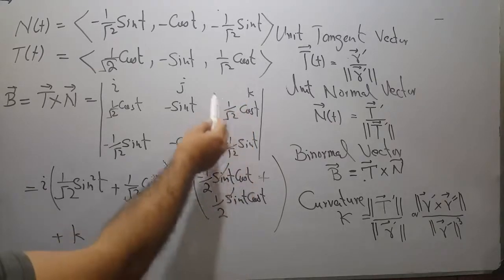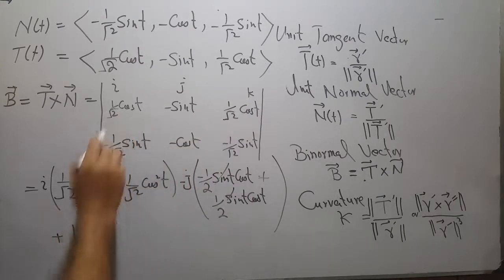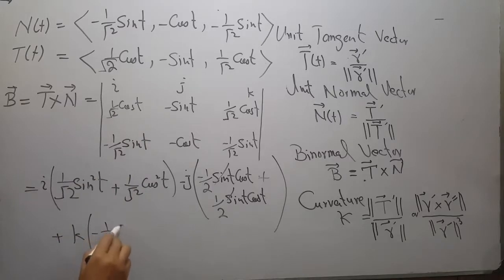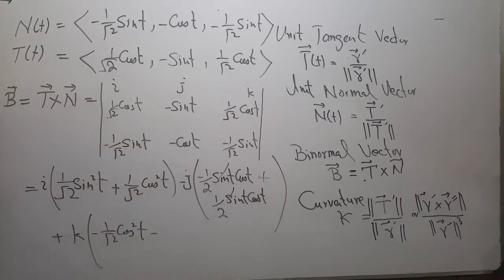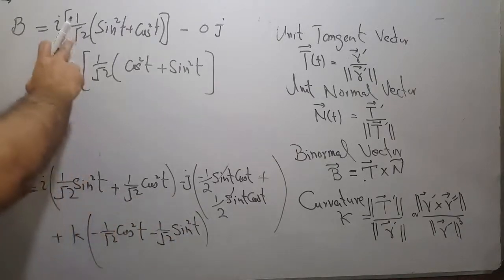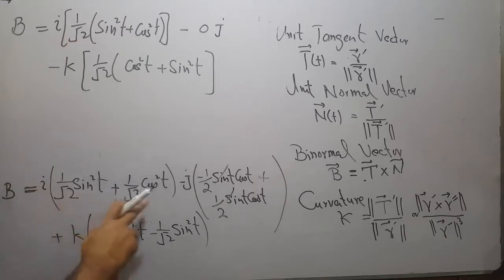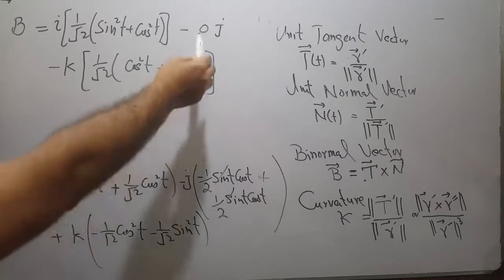So we ignore this one and multiply these four components. This into this gives us minus 1 over square root 2 cos square t, and minus minus plus into minus, so minus 1 over square root 2 sine square t. Now if we look at this, 1 over square root 2 is common, so we take 1 over square root 2 common. Sine square t plus cos square t is remaining. They cancel each other, so that gives us 0 j.